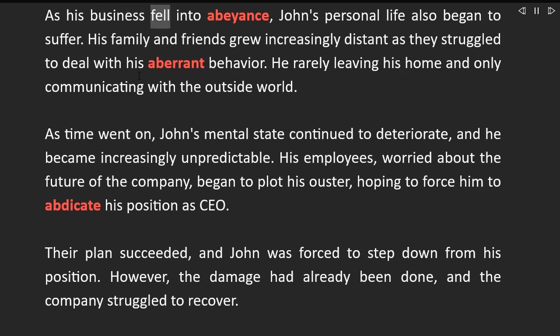As his business fell into abeyance, John's personal life also began to suffer. His family and friends grew increasingly distant as they struggled to deal with his aberrant behavior. He rarely left his home, only communicating with the outside world occasionally. As time went on, John's mental state continued to deteriorate, and he became increasingly unpredictable.